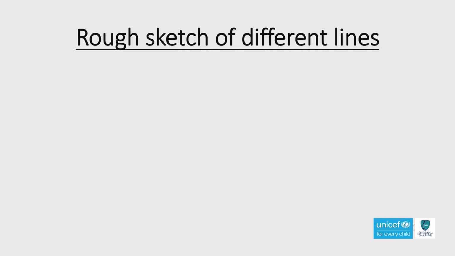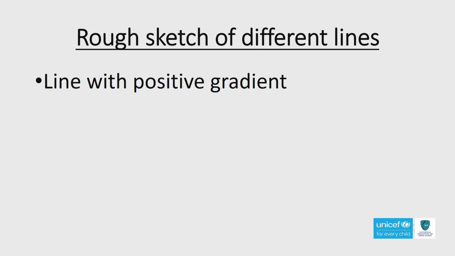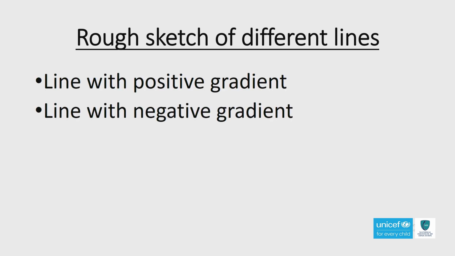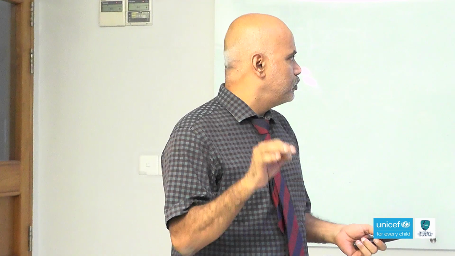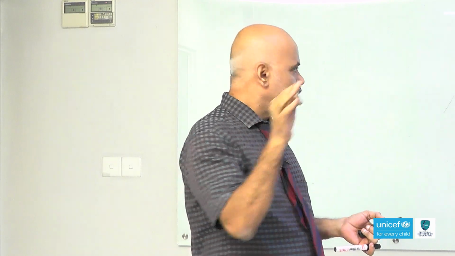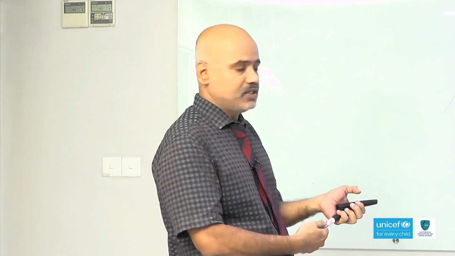Rough sketch of different lines. So, a line with a positive gradient, a line with a negative gradient. How do we differentiate between them? One important point: for any coordinate geometry question, it is better for you to know how to sketch the lines. That would be a huge advantage for you guys in later stages.